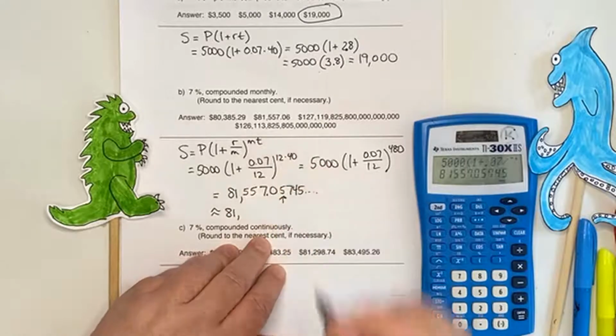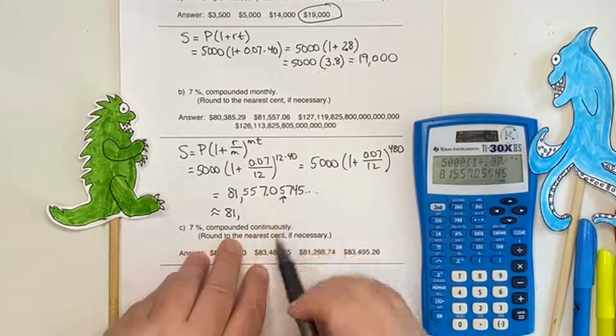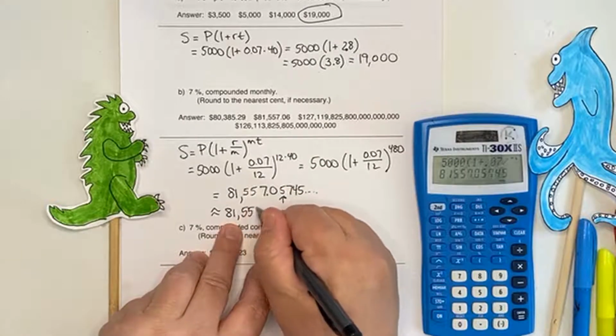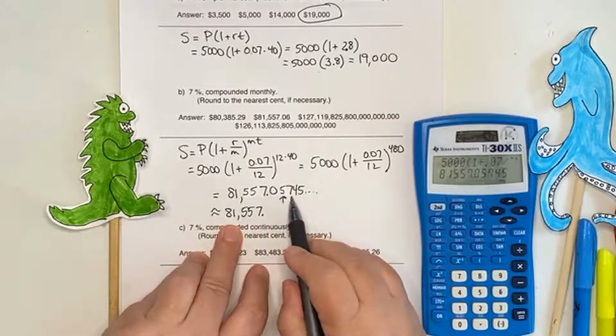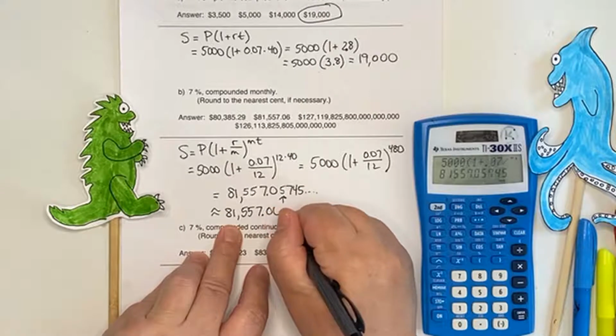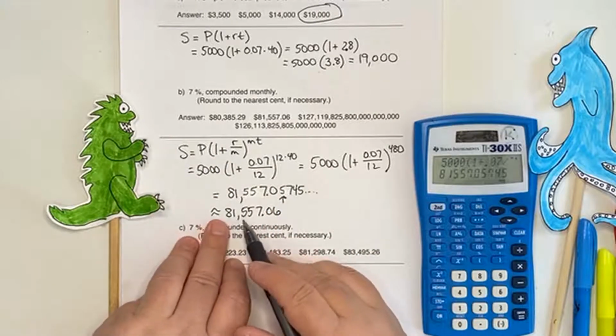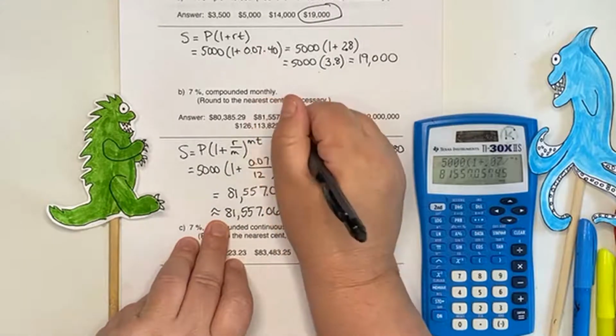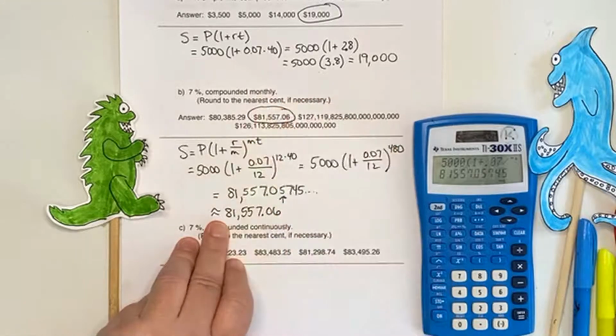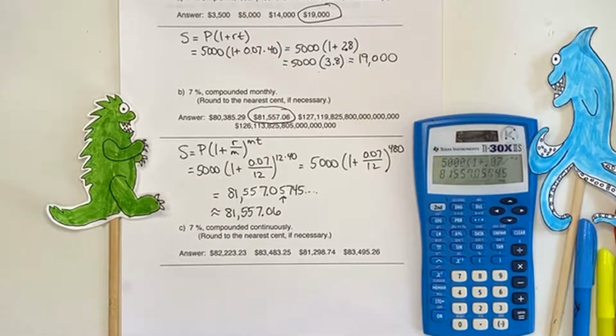And you just move on, right? Same thing though. I've got $81,557, and since this is a 7, I'm going to raise this up to 6 cents. 81,557.06 right there. Woohoo. And that's amazing, isn't it?